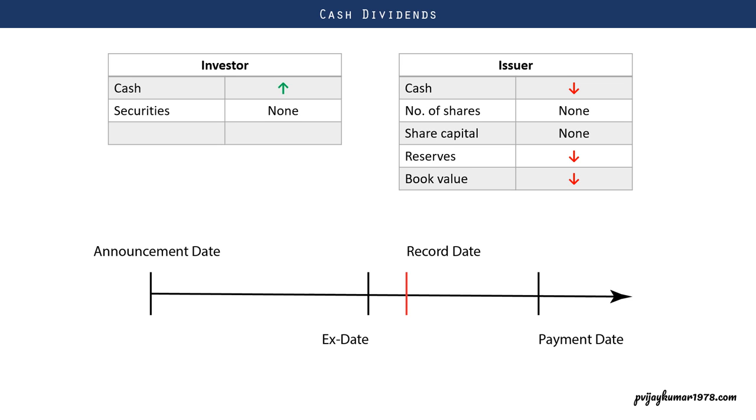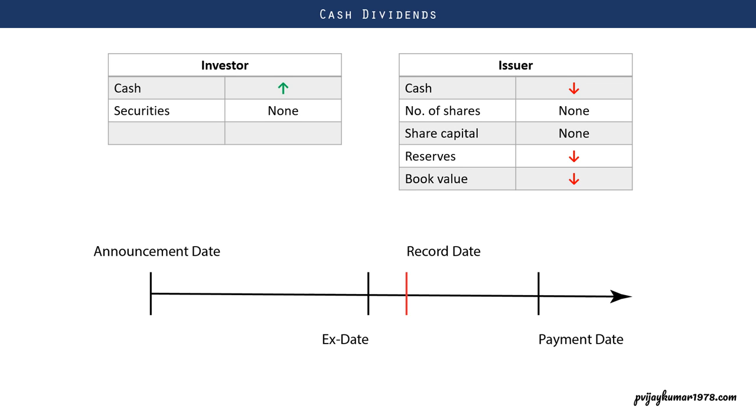Cash dividends. This is the most common and popular corporate action all over the world. Dividend means distribution of profits of a company in cash to its shareholders. This means that the company can declare dividend only if there are profits. No profits means no dividend.